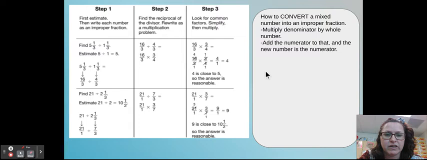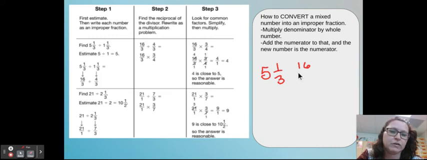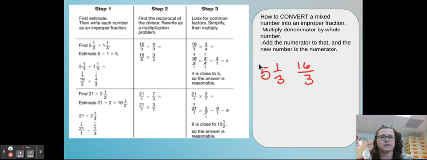And so if I have 5 and 1/3, if you look over here, it says number 1, you multiply the denominator by the whole number. So 3 times 5, that gives me 15. And then you add the numerator. 15 plus 1 is my numerator, which is 16. And the new number is the numerator, but my denominator stays the same. So my denominator stays a 3.